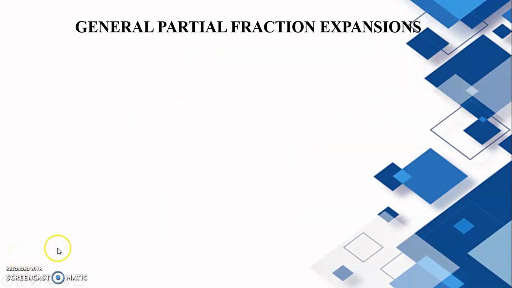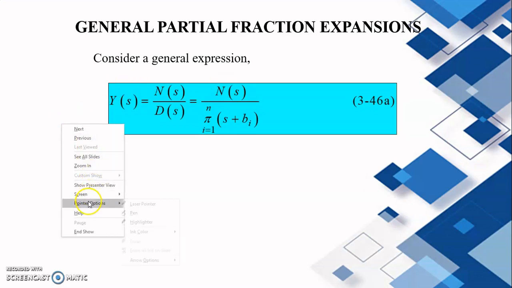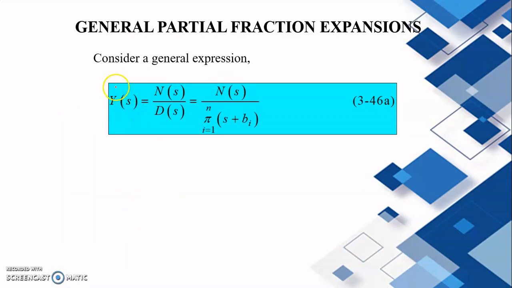Okay, so basically for partial fraction expansion, we can put the equation into a general expression like this. As you can see just now, Y(s) can be written into this general expression where we have N(s) divided by D(s) as the denominator. This denominator usually can be expressed into these terms.